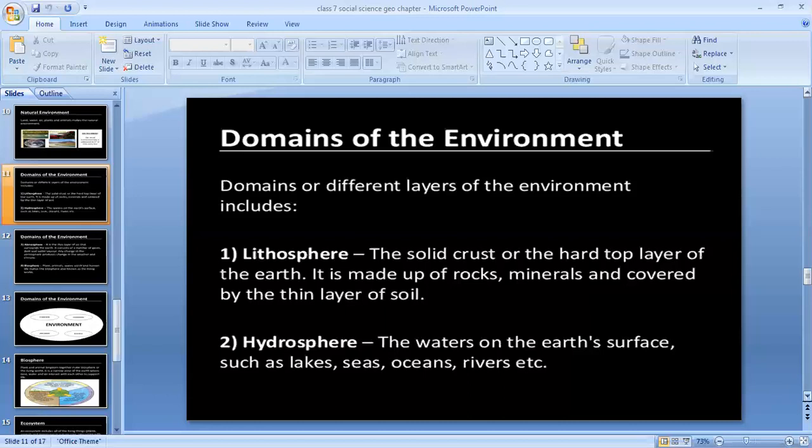And next is the hydrosphere. Hydrosphere is the water on the earth's surface, such as lakes, seas, oceans, rivers, etc. It is the domain of water, referring to the various water bodies that exist on the earth. The planet Earth is often called the water planet. Why is it called the water planet? Because three-fourths of the Earth's surface is covered with water, and it is also known as the blue planet because of the abundance of water on its surface.